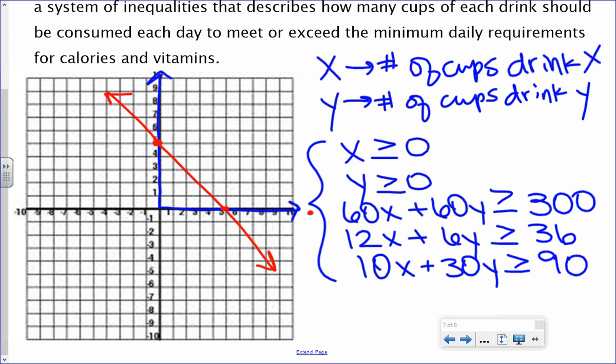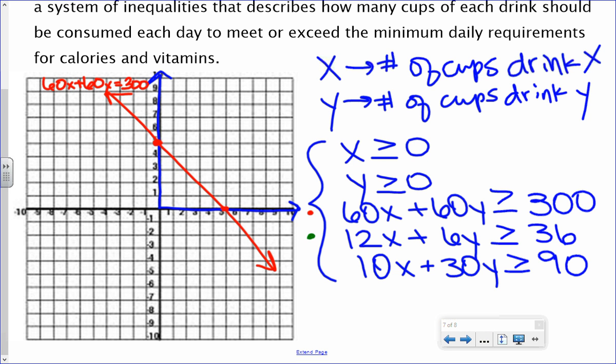And which way would we shade? Towards or away from 0, 0? We would shade away, okay? I have kind of a small space. I don't want it to get too cluttered, so I'm not going to do my shading quite yet. Okay? Let's practice again that intercept method.